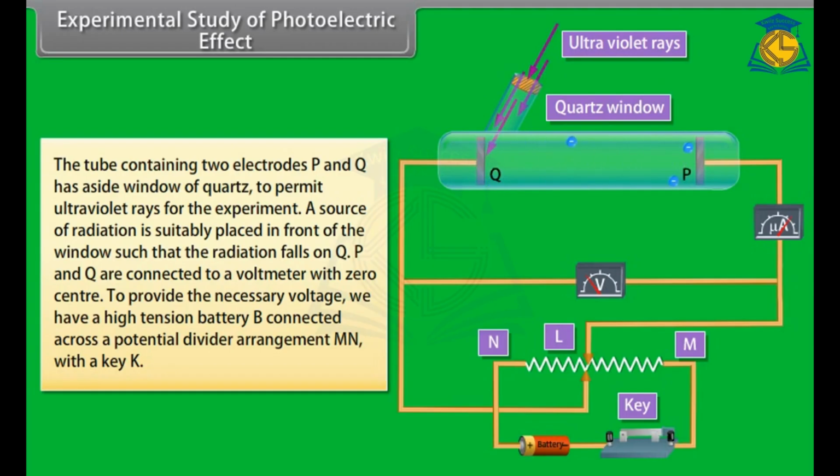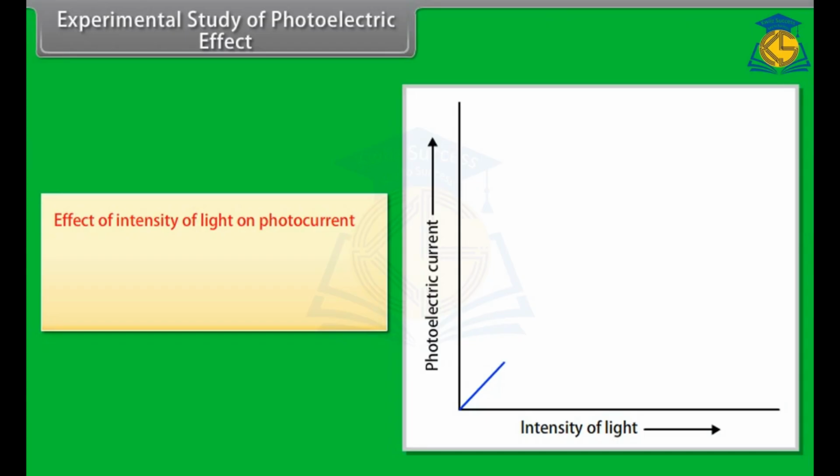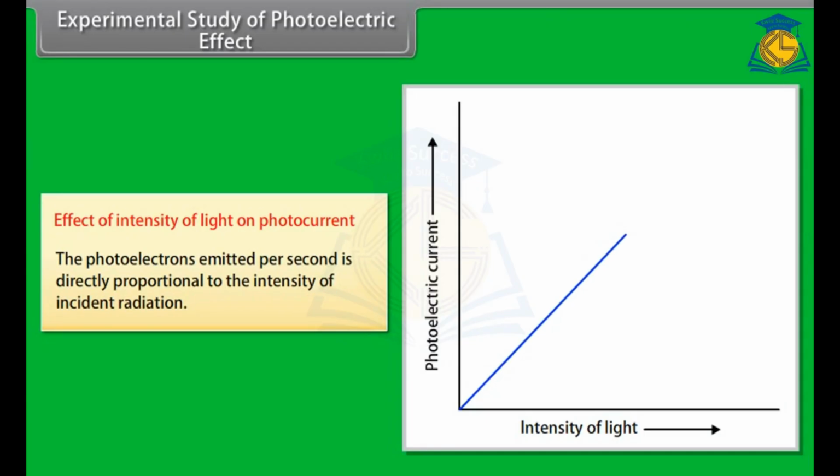To provide the necessary voltage, we have a high-tension battery B connected across a potential divider arrangement MN with a key K. Effect of intensity of light on photocurrent. The photoelectrons emitted per second is directly proportional to the intensity of incident radiation.